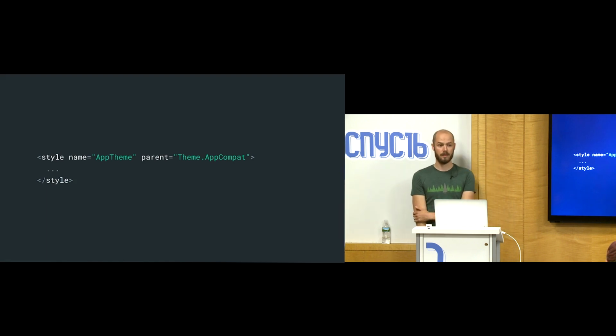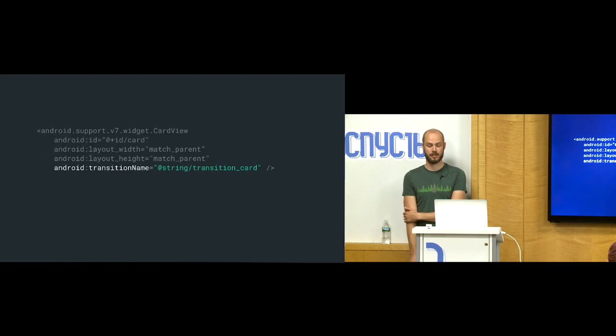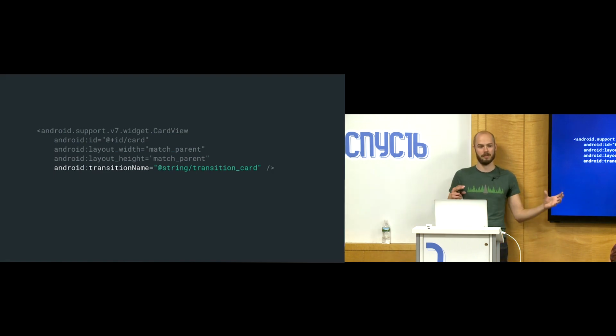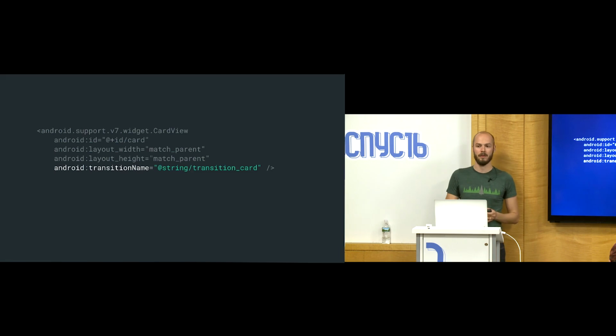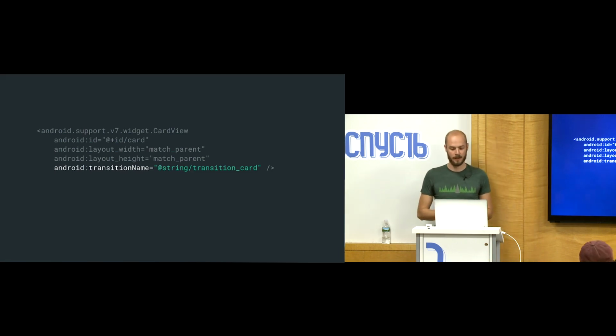Then, for the view that you're transitioning to, you have to set a transition name. The transition name has to be unique for that hierarchy, because what happens is that the framework goes through the view hierarchy and asks who responds to this transition name, and the first responder to this question gets mapped to your starting transition. So if you have multiple views with the same transition name, you might get the target transition to the wrong place.